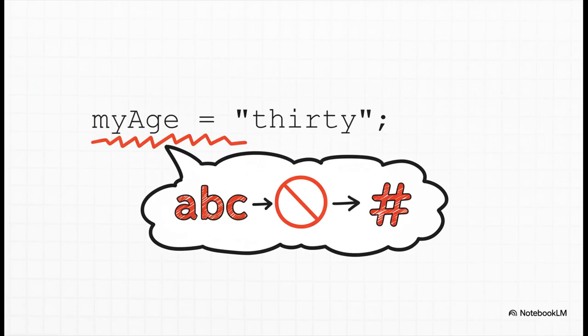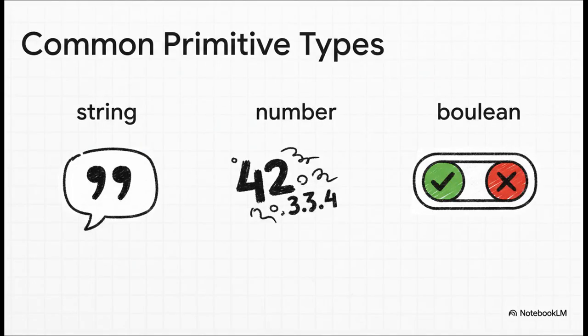It's fantastic. When you're just starting out, you're mostly going to be working with these three basic types. You've got string for any kind of text, you've got number, which works for whole numbers and decimals, and then you have Boolean, which is just for simple true or false values. Getting a handle on these three is really the first big step.